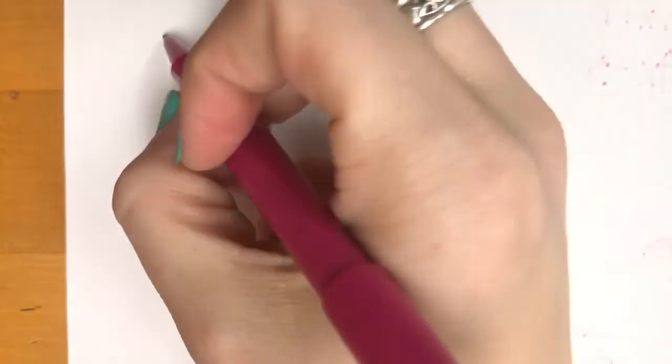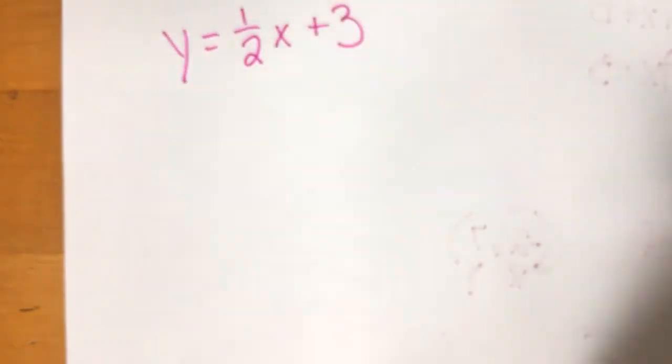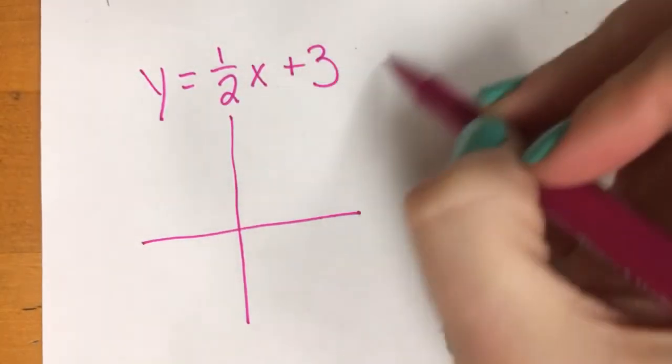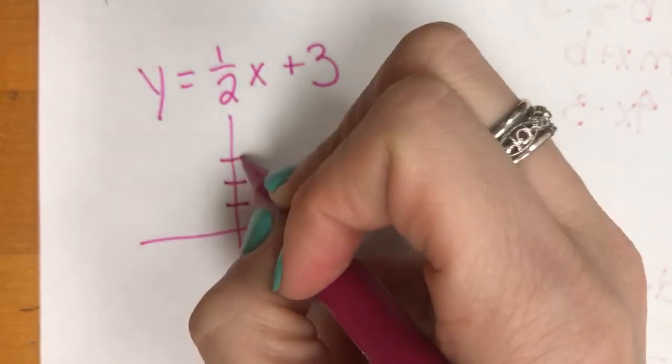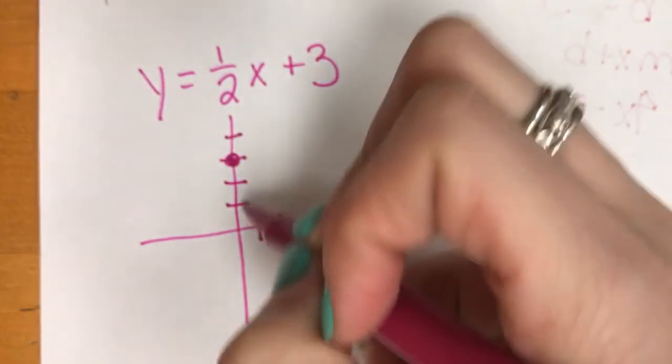Okay, the last thing that we need to be able to do for this assessment is remember some key pieces about graphing. So we can graph in different forms. If we're given something like y equals 1/2 x plus 3, we need to know that when we graph this, our starting point is the y-intercept. So we would start at 3, and then we would go up 1 over 2.